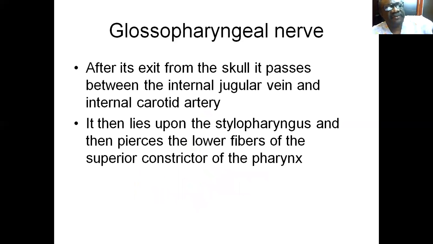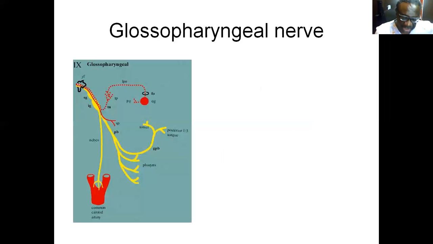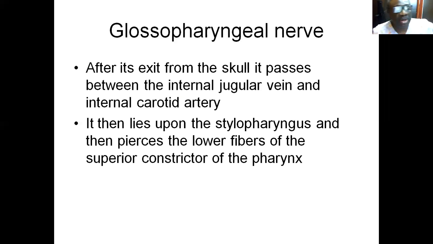After it exits from the skull, it passes between the internal jugular vein and internal carotid artery. You see, it mingles around a lot of anatomical structures. It then lies upon the stylopharyngeus and then pierces the lower fibers of the superior constrictor of the pharynx. And it is strange, it pierces the lower fibers of the superior constrictor of the pharynx without supplying it. Just imagine that.